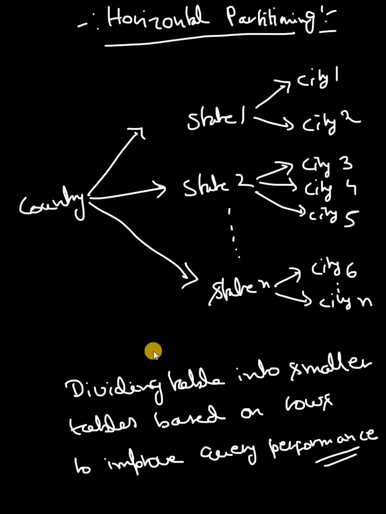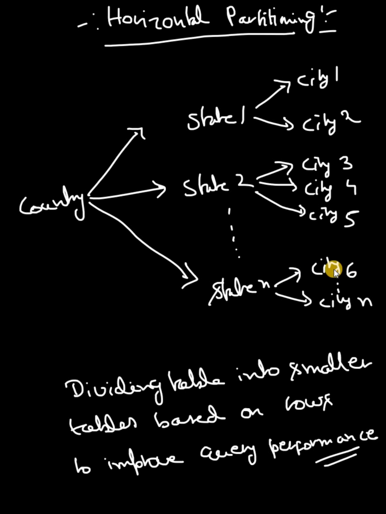So in short, we can say in horizontal partitioning, we divide the table into smaller tables based on rows to improve the query performance. As simple as that. And also one more point to highlight: suppose we are interested in city 6 data. Now complete column information for a specific row will be there within this partition only, right?